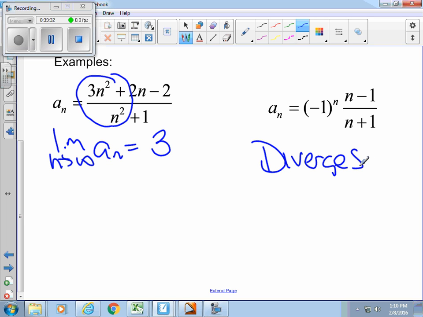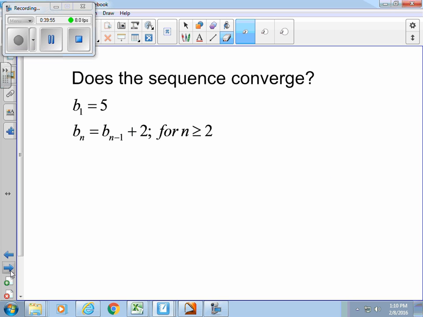Quick question. What if this had been an n squared on the bottom? Then it would go to 0, because does it matter if it's positive or negative? No. So if that is 1, then that diverges. But if it's 0, it converges to 0. So that's interesting.